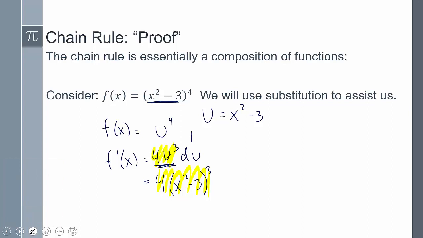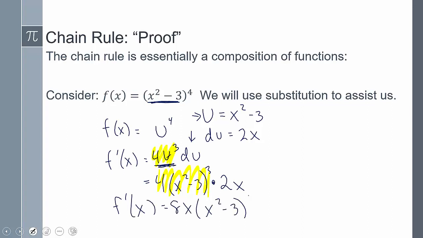This is actually saying the derivative of u. So I need to look at u, and I need to take the derivative of this. du equals 2x. And so now I can substitute that and multiply by 2x. And so now I get 8x times x squared minus 3 cubed. And so that right there is going to be our answer.